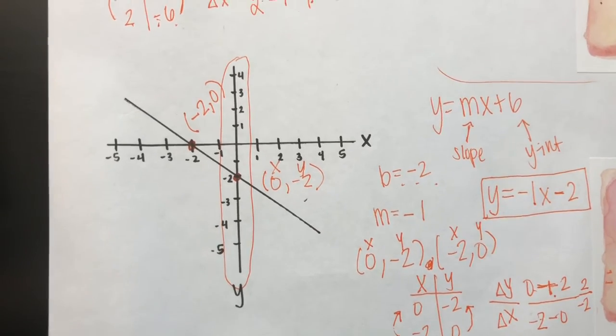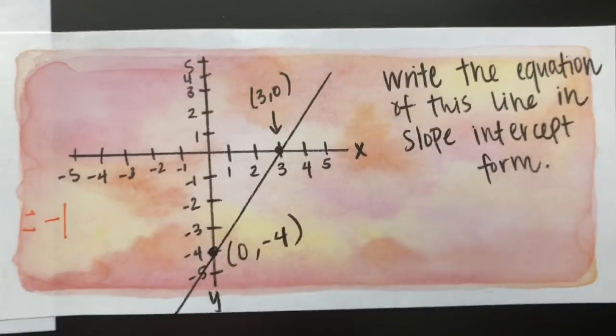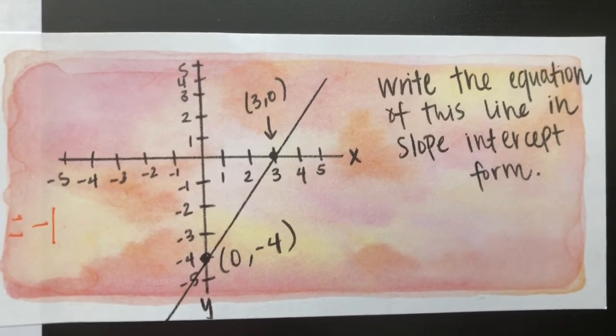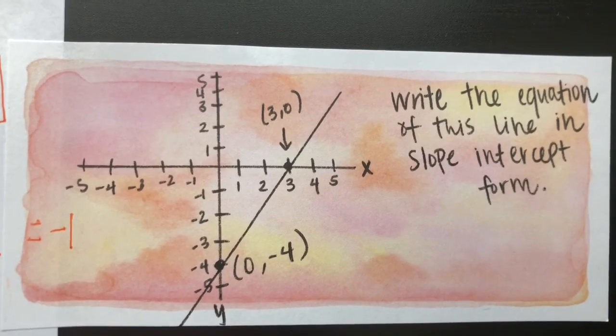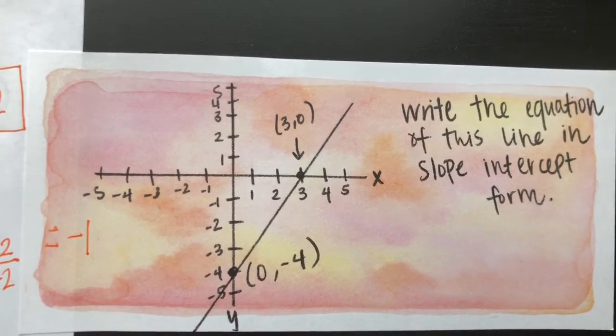All right, I want you to try one of these on your own before you start practice today. So I'm going to give you a second. This says, write the equation of the line in slope-intercept form. And I went ahead and marked 2 points for you already. So your first bullseye point is 3, 0, and your second is 0, -.